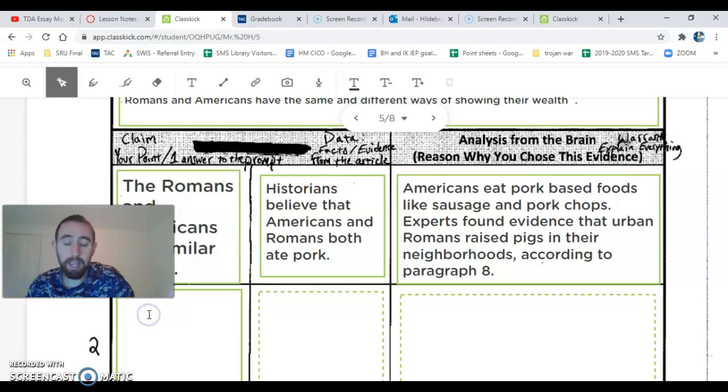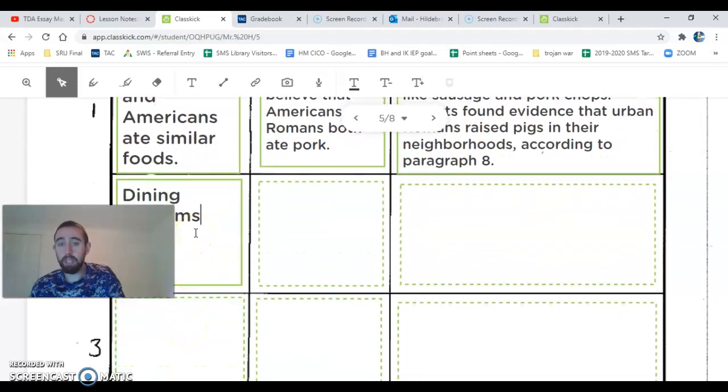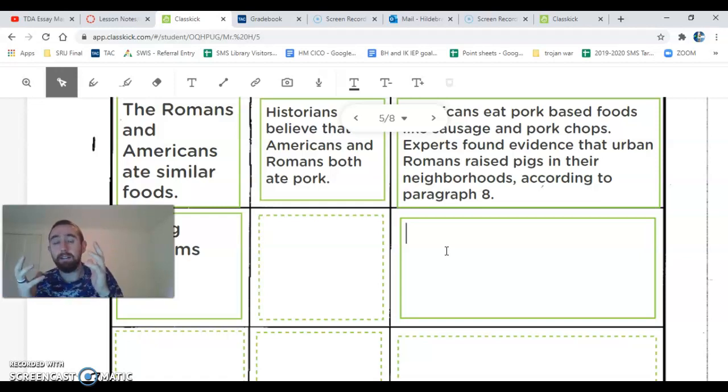Now we also know we need to have a box where we talk about dining customs. So how we eat, how we cook. So you're going to say, hey, they're the same or they're different. Then you need to come up with some facts. Find some things in the article about the way Romans cook. Compare it to how Americans cook, or maybe how they eat. Written or unwritten rules. And then explain that evidence, right? Explain it in detail in case your reader of your essay has not read our article.